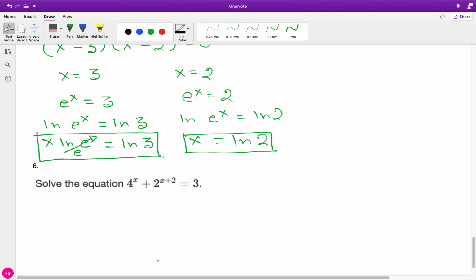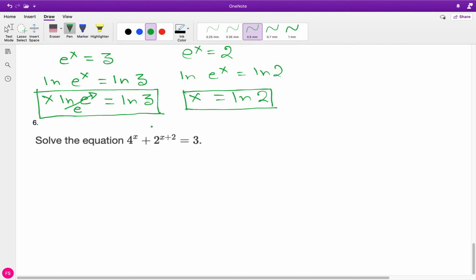Let's move to the last question for the day. So we have 4 to the power of x plus 2 to the power of x plus 2 equals 3. This is kind of similar to number 5 because you can separate 2 to the power of x from this. How can I do that? 4, you can actually write in terms of 2. So 4 equals 2, so we have 2 to the power of 2x plus 2 to the power of x plus 2, and then you can move the 3 to this side, minus 3 equals 0.